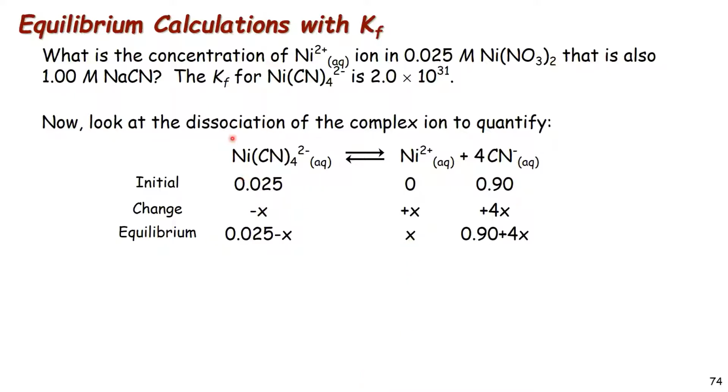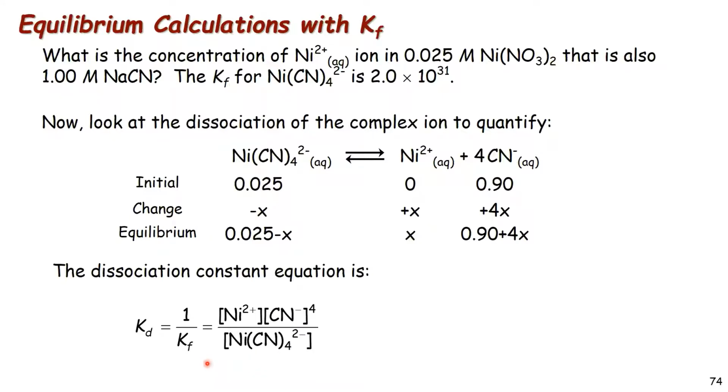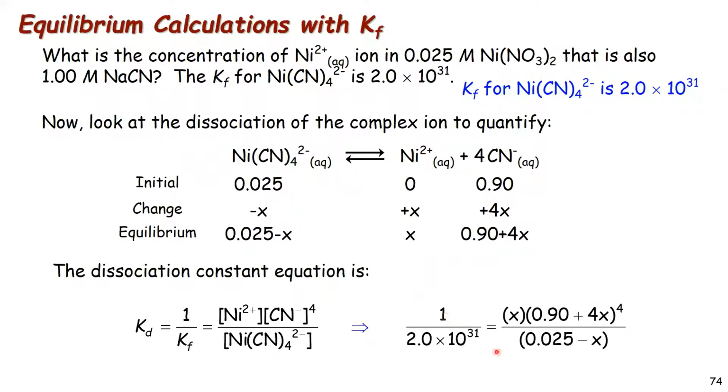Now we're looking at the dissociation, so we need the KD, right? The KD is the products, each raised to the coefficient in the balanced chemical equation, divided by the reactants, again raised to the coefficient in the balanced chemical equation. And we know that the KD value is just the inverse of the KF. We look up the KF, and it is 2.0 times 10 to the 31. So KD is simply 1 over the KF. Then we substitute in our equilibrium concentrations in terms of x for the products and reactants.